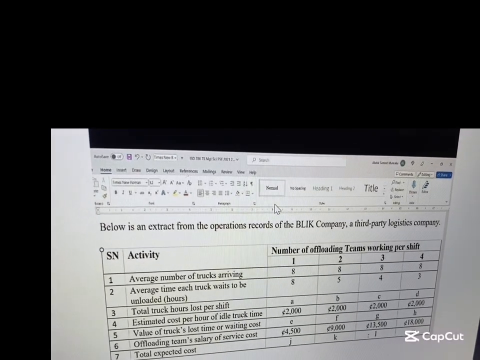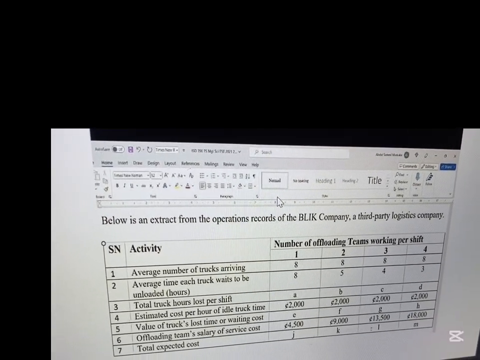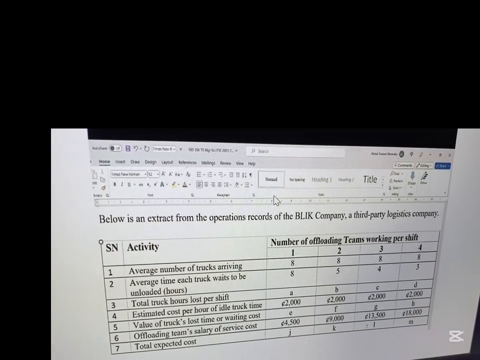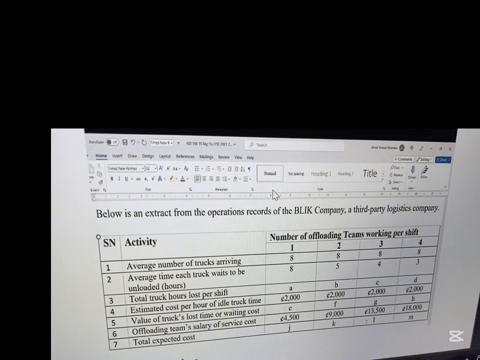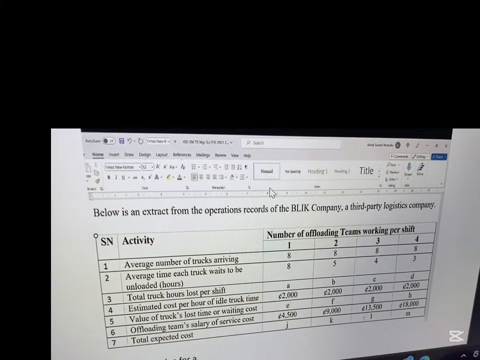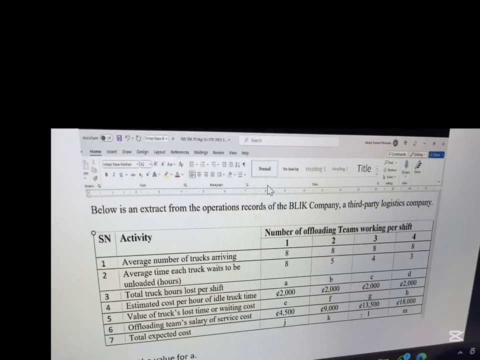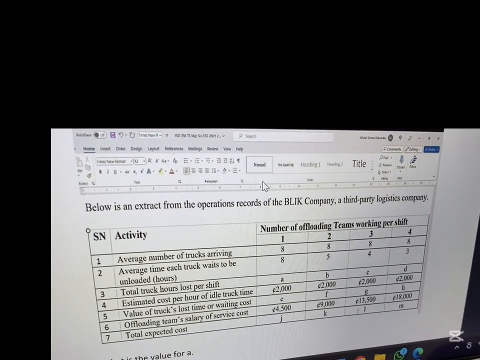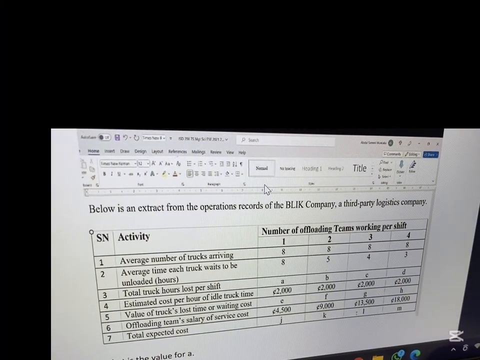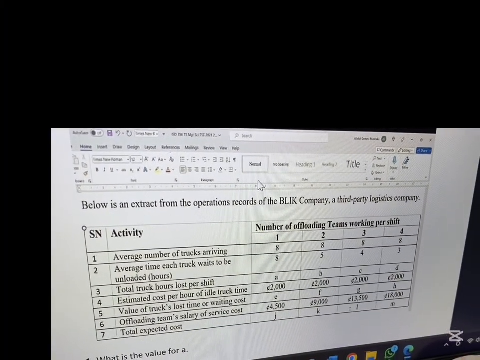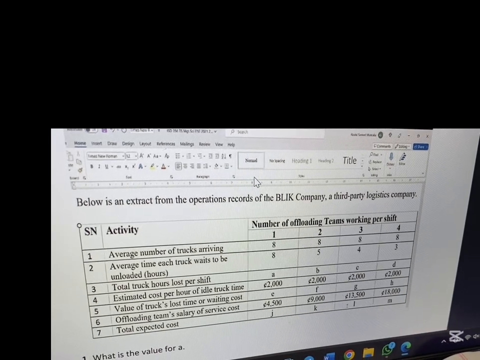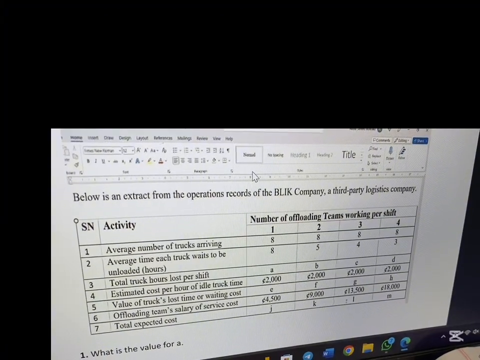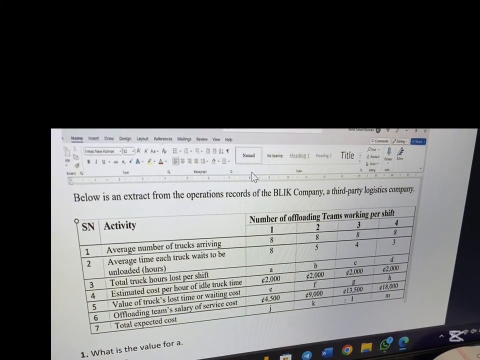So the question we are looking at is queuing theory. The question says: below is an extract from the operation records of the BLK company, a third-party logistics company. Under the table we have the activity, the number of loading teams working per shift, the average number of trucks arriving, which is 8 for each number of teams, and then the average time each truck waits to be unloaded.